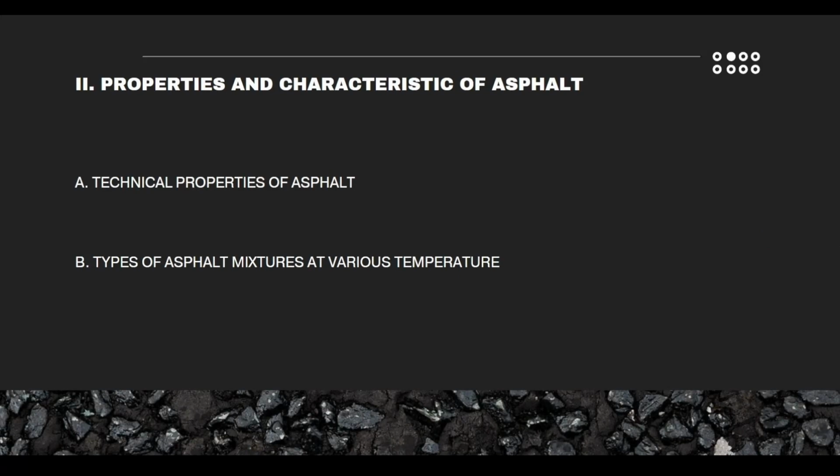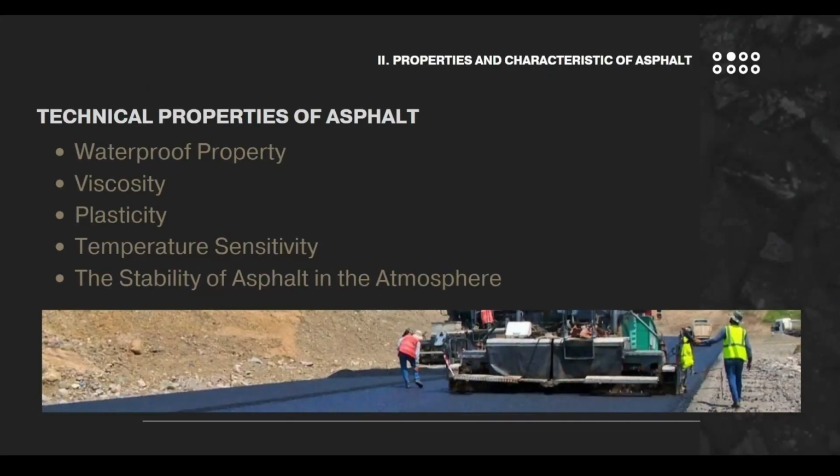Next, I'll be talking about the technical properties of asphalt and the types of asphalt mixtures at various temperatures. The technical properties of asphalt. First, we have waterproof property. Asphalt is a water-repellent material with a lightweight structure that does not dissolve in water. It also has a strong plasticity, adhesion strength, and bond force with mineral materials, making it waterproof.